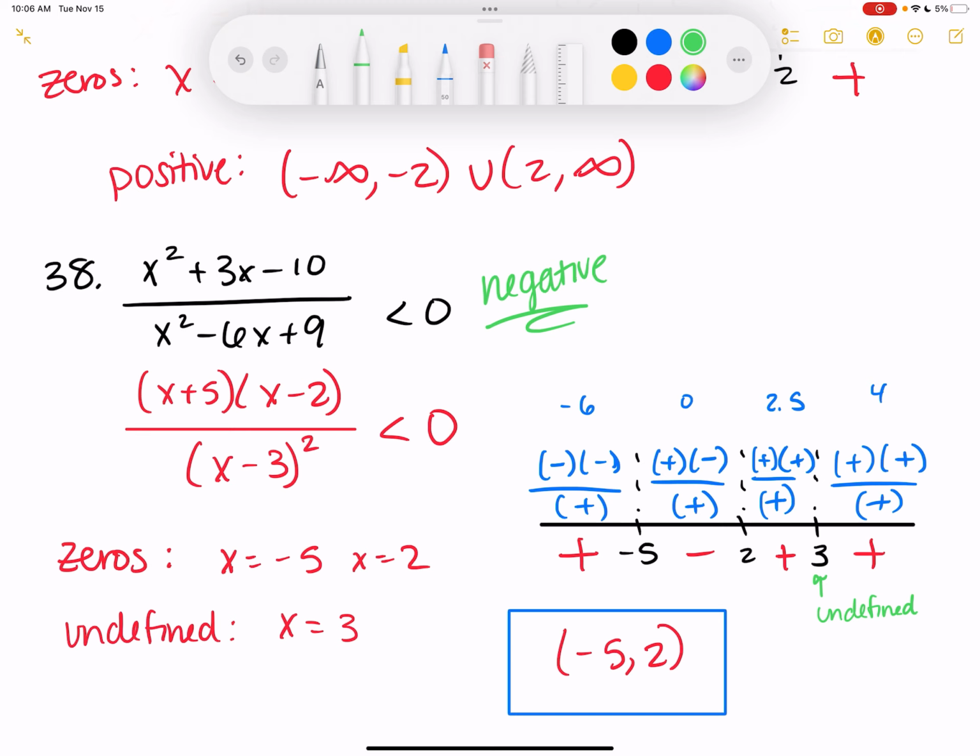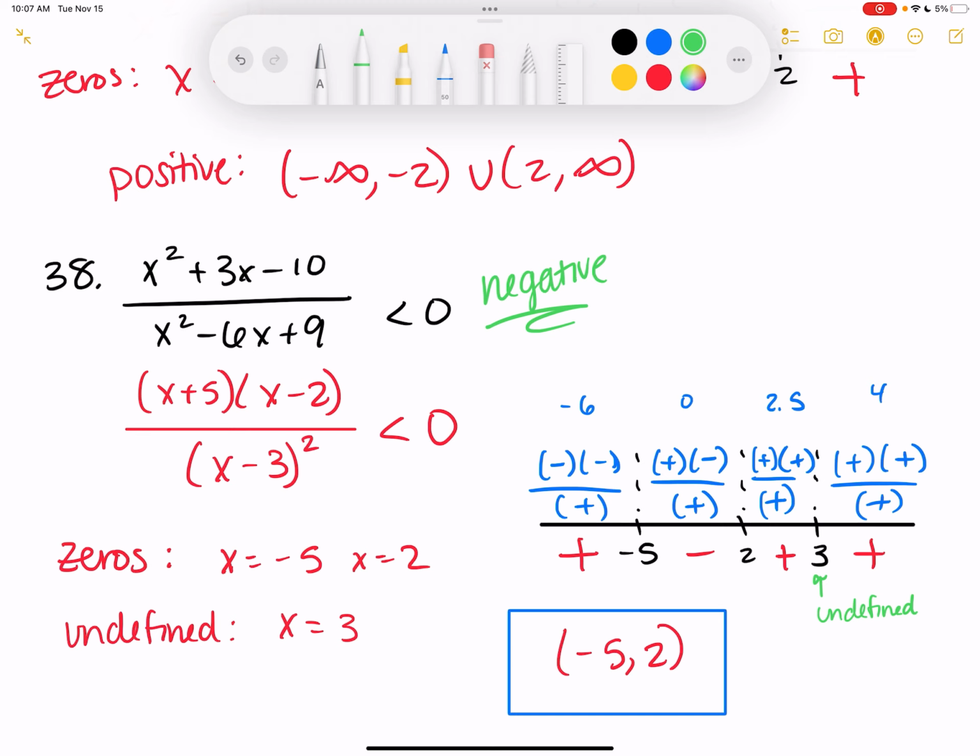So I plugged in negative 6 for the first part, so the first factor is negative, the second one negative. The bottom is always positive across the board. Plugging in 0, you have a positive and a negative over a positive. Plugging in 2.5, not 1.5, you get a positive over a positive, and plugging in 4, you have positive and positive. So that's why it is negative 5 to 2, not including any of them.